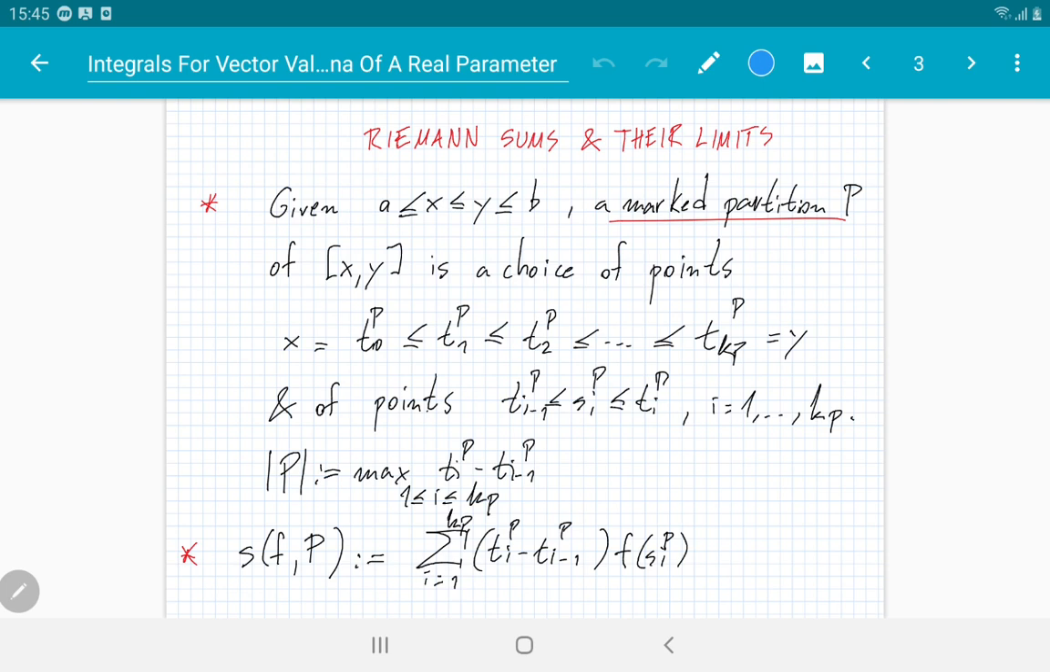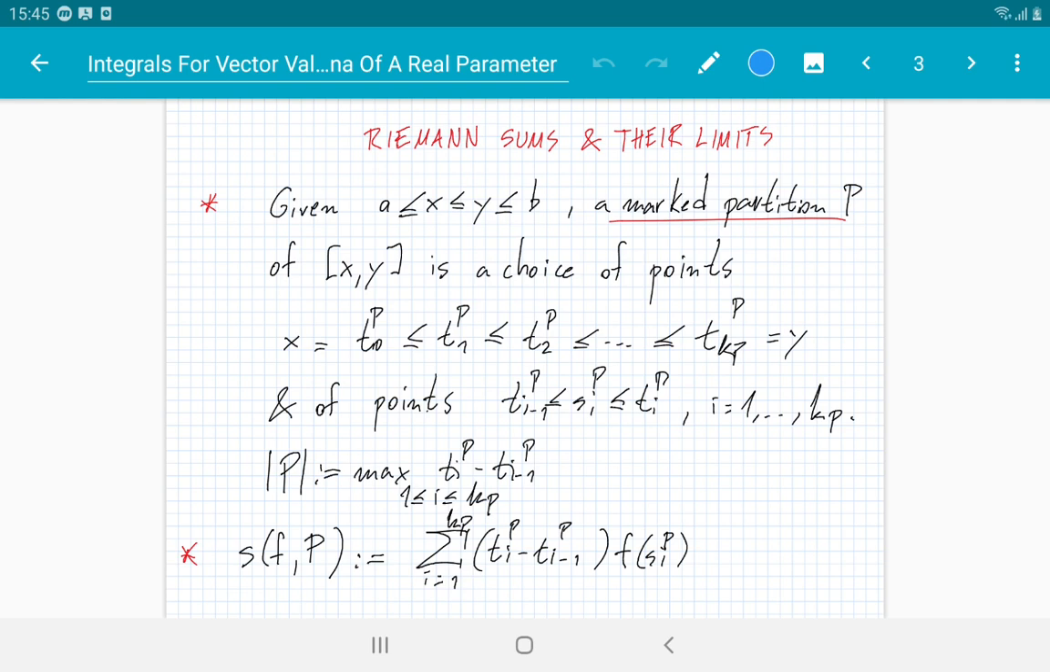Now let's go back to one variable calculus. These definitions should ring a bell. So here I'm defining, you remember that for one-dimensional integrals, we define first Riemann sums, which are like approximations of a function f, or approximation of the integral of f. And the Riemann integral is a limit of Riemann sums. So what is a Riemann sum?